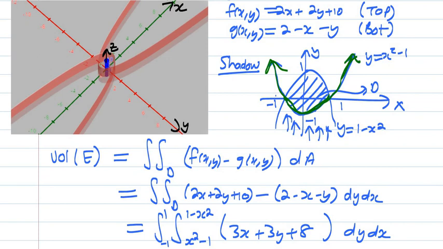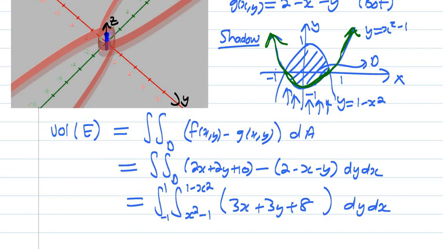We've written the volume as an iterated double integral with the order dy dx. Now let's move on to part B.